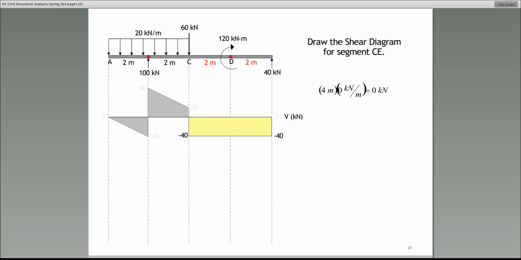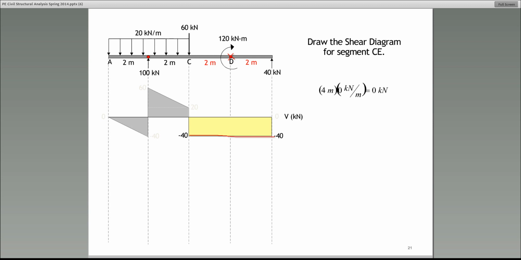Now, at point D, we have this concentrated moment or a free moment acting on the beam. Please remember, if you have a concentrated moment like that, a free moment, it causes pure rotation and it has no effect whatsoever on the shear. Therefore, the shear stays negative 40 all the way from C to E, to that support E.